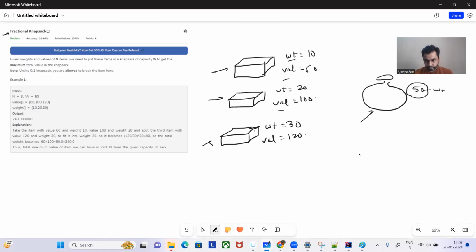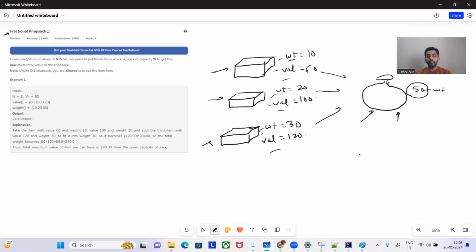Okay, so what we want to do is push the items into this knapsack in such a way that we produce the maximum value. We need to have the maximum value when we put the items. So how is the value determined? Basically, each item has weight and value. We want to push the items in such a way that we produce maximum value.